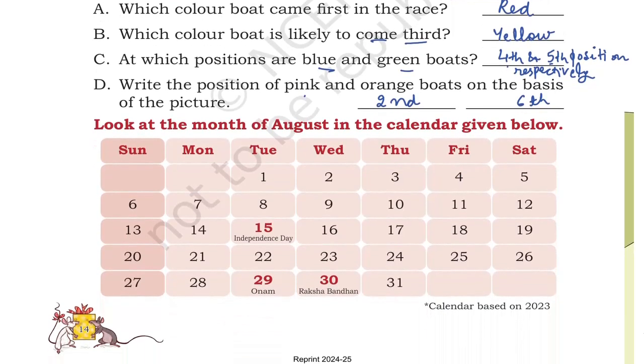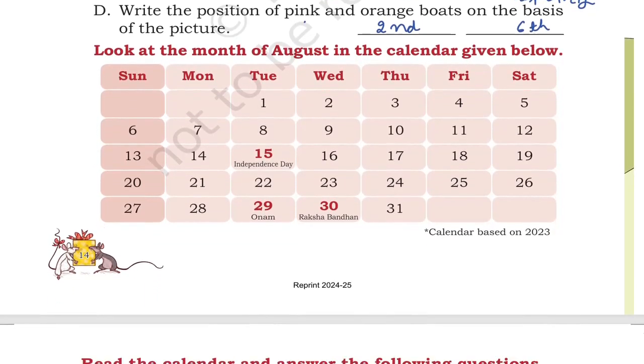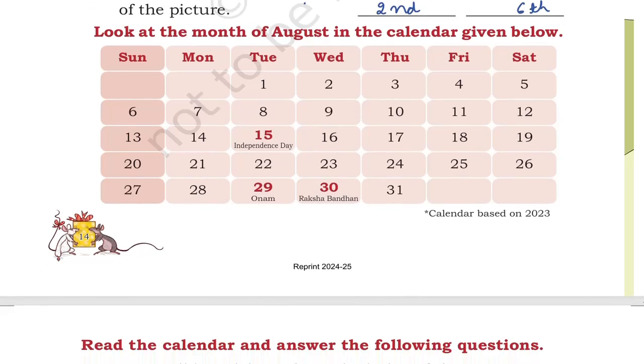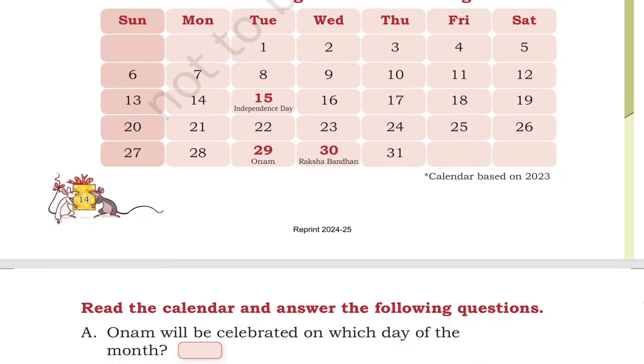So have patience, stay with me, and we're going to complete it very soon. Look at the month of August in the calendar given below. Okay, looking at it. But the questions. Read the calendar and answer the following questions. Onam will be celebrated on which day of the month? Onam, Onam, Onam. I see Onam here. Onam will be celebrated on the 29th day of the month. So we can say it will be celebrated on the 29th day.